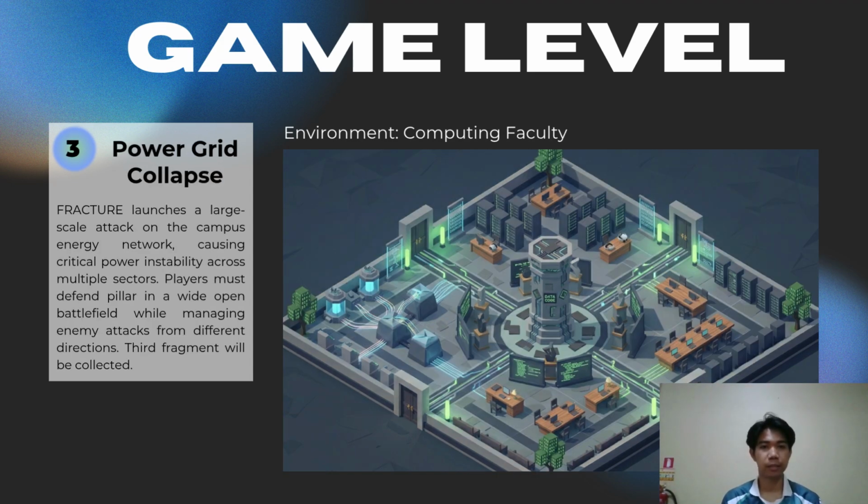Level 3 is at the computing faculty. Fracture attacks the campus grid energy and the player must protect the pillar as in level 1 and level 2, but with a stronger type of enemy across a wide open area. This forces constant movement and priority decisions. Armored tank type enemies are introduced in this level. The third core fragment is collected upon completion, and players can upgrade their weapons with coins collected from every level.